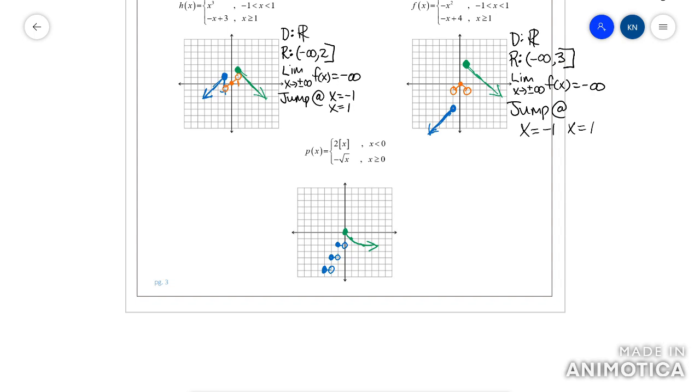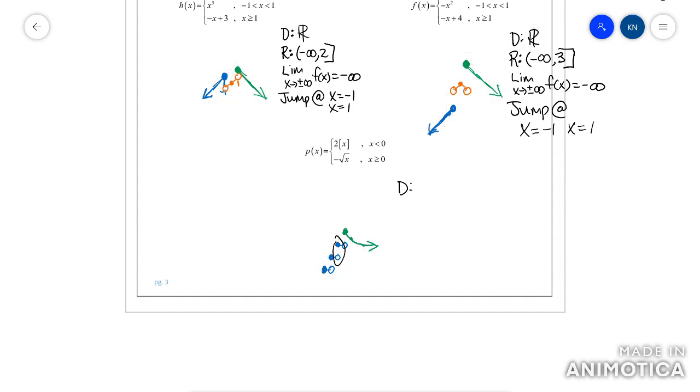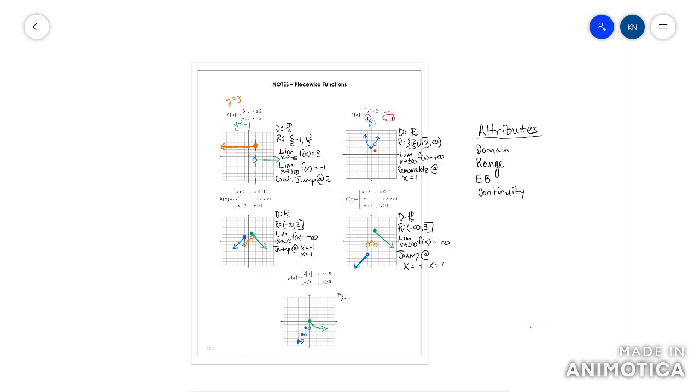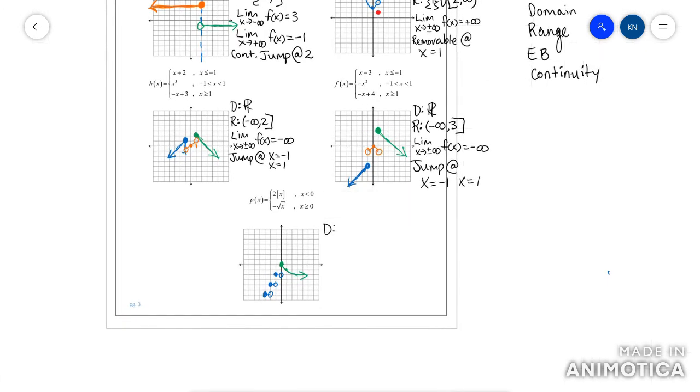And in terms of the domain of this, the domain is all real numbers. Everything, even over here, gets covered. Every single hole gets covered by the one above it. So the domain of this is all real numbers.